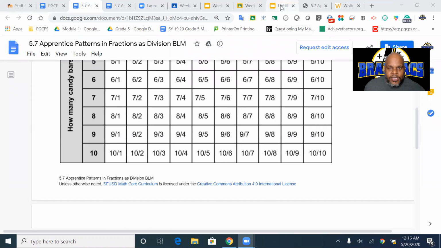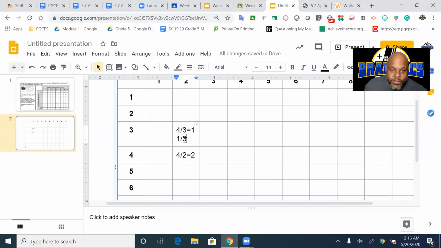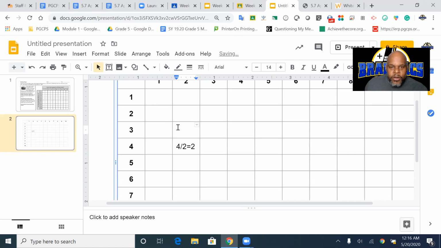All right. Yeah, you caught it, because that doesn't go there. Because that's the number of candy bars. So they bought 4 candy bars and they divided it amongst 3 people. There you go. So what you see here is 4/3, right?